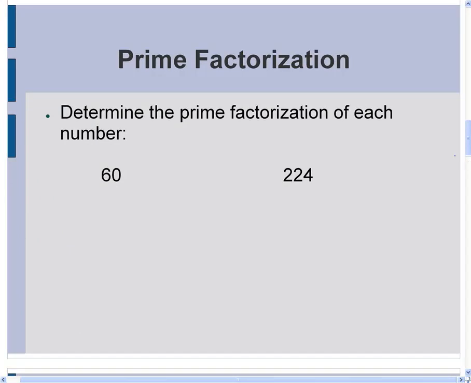Now, all natural numbers can be written using what's called a prime factorization. And to determine a prime factorization, we want to break down a composite number until it is a product of simply prime numbers. So for example, 60 is composite and can be broken down as 2 times 30. Now 2 is prime. 30 is not prime. Can be broken down as 2 times 15.